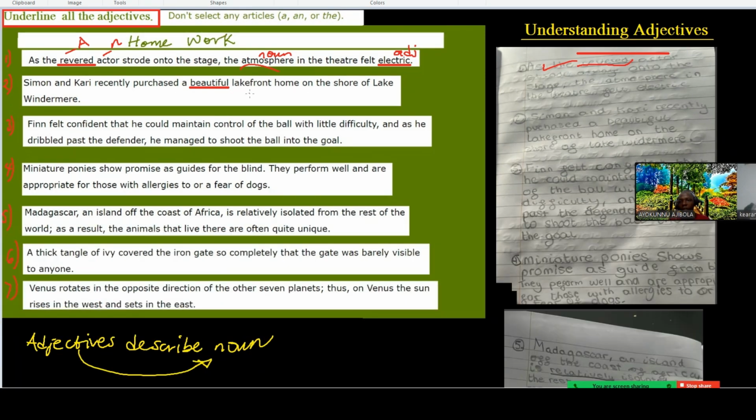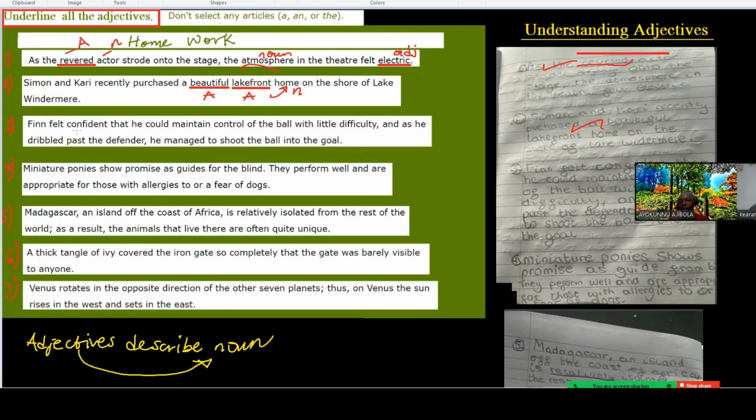So, beautiful is referring to the home, right? Lakefront is also an adjective because we're talking about lakefront home. The lakefront is describing the home. So this is adjective, adjective. Now, on the shore of Lake Windermere, well, this is a name, maybe Lake Chad or Lake whatever, so it's a name. So we can just take beautiful and lakefront as the adjectives there. They are both describing the home. So that makes half mark for that one.